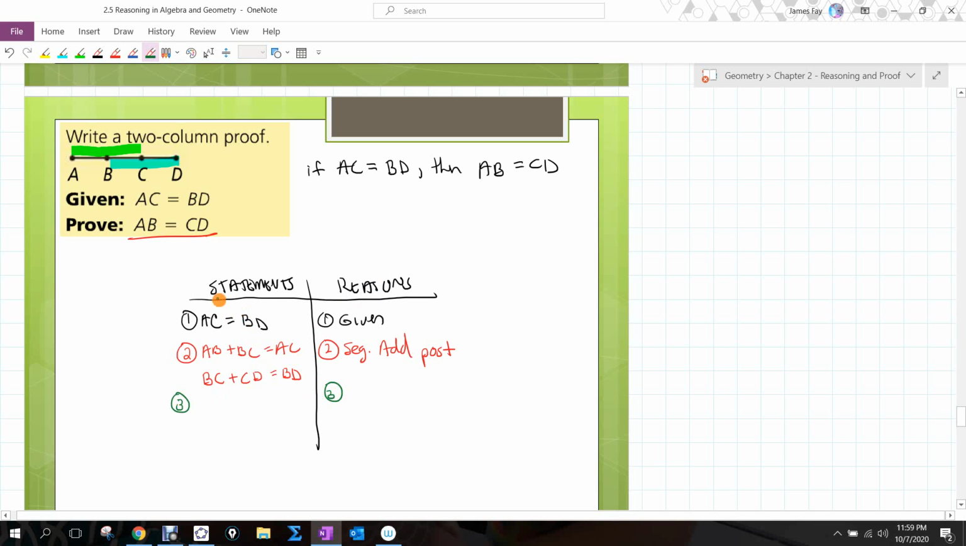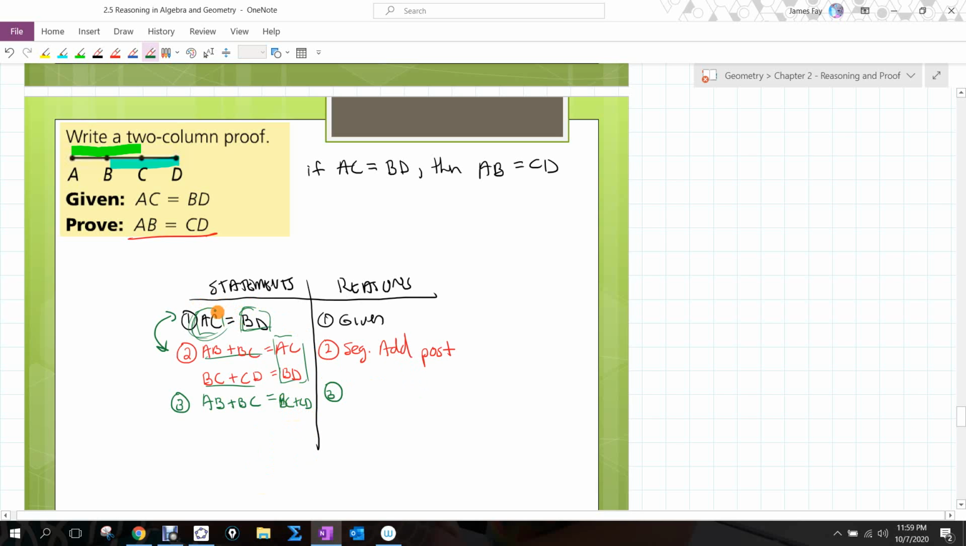Okay, now I'm going to use these two things together. Right now, we see that we've got AC and BD right here. They've been renamed as these sums. So step 1 and step 3 are actually going to be the same thing, but instead of writing AC on the left-hand side, I'm going to write AB plus BC. And instead of writing BD on the right-hand side, I'm going to write BC plus CD.